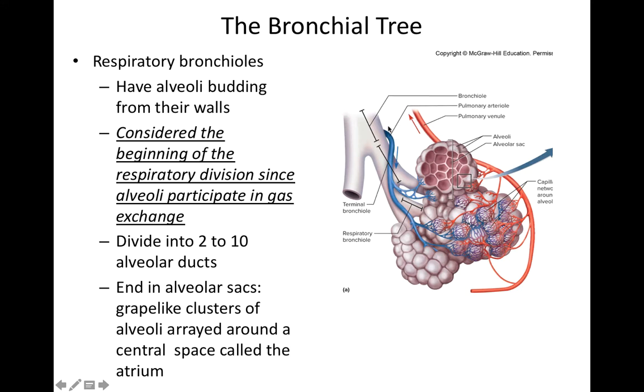So this is the pulmonary arteriole coming off of the pulmonary arteries, coming out of the right side of the heart, carrying that deoxygenated blood in. Each alveoli is surrounded by a capillary network. Oxygenated blood is then going to travel back out the pulmonary venules, which will eventually lead up to pulmonary veins, which will eventually dump into the left side of the heart.